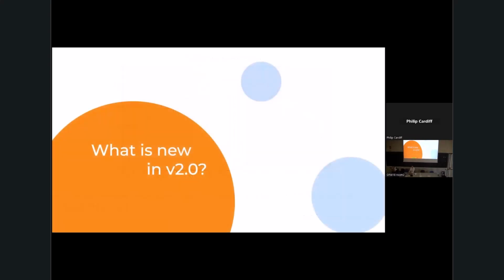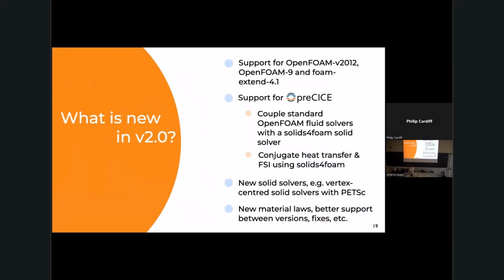So what's new in solids4foam 2.0? The main difference, which made it go to 2.0, is that it breaks backward compatibility. It supports newer versions of the different OpenFOAM forks. So OpenFOAM-v2012, 9 and foam-extend 4.1 are supported, whereas if you use v1.0, it's an older version. Just changing the first digit implies breaking backwards compatibility. Anytime the first digit changes, it means it's based on new versions of the different OpenFOAM forks.